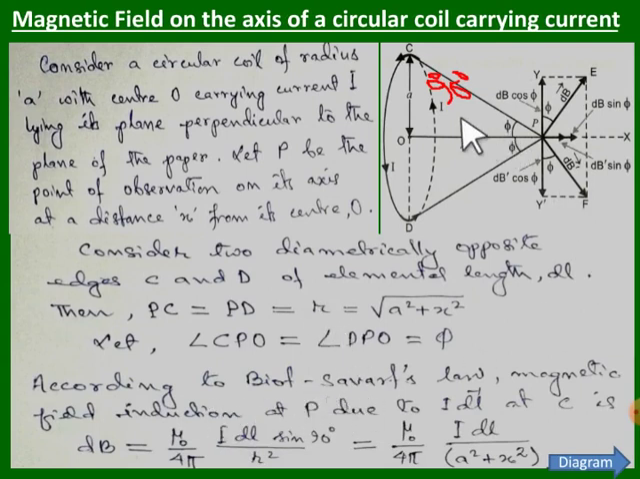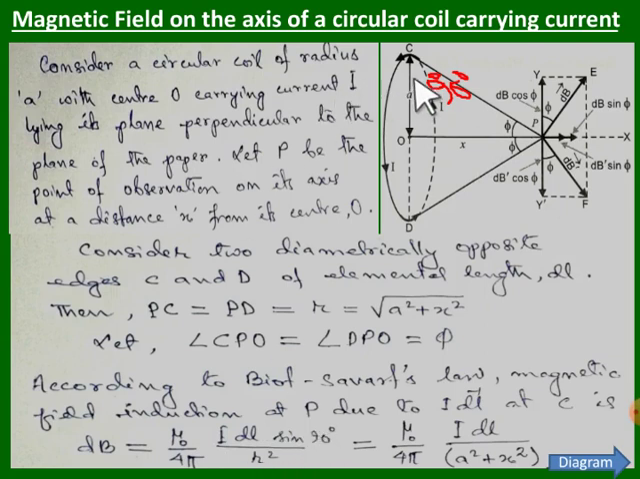So according to the Biot-Savart law, what happens? The magnetic field at this point P due to this elemental current carrying conductor IDL at C will be given by what? Mu naught by 4 pi, as we assume there is a vacuum here, no material or medium except vacuum. So it is mu naught by 4 pi, IDL sine 90 degree, by r square.